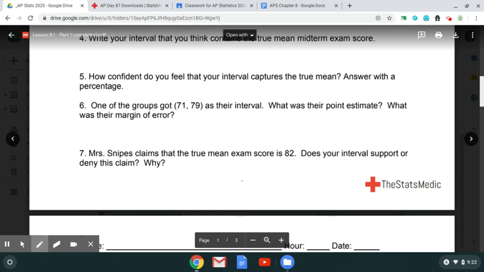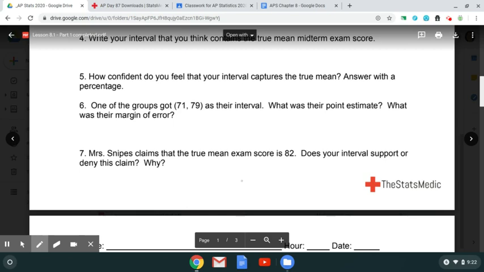So this interval, 71 to 79, can you see that the entire interval is below what I'm saying the true test scores mean is? Since 71 through 79, the entire interval is below 72. That group from number 6, their interval does not support this claim.